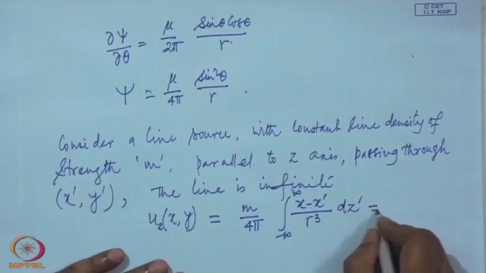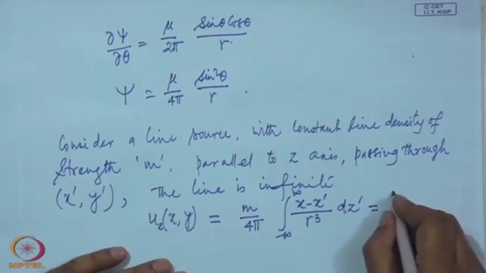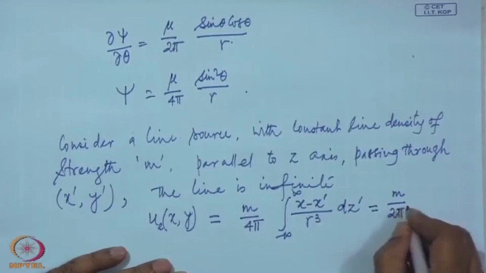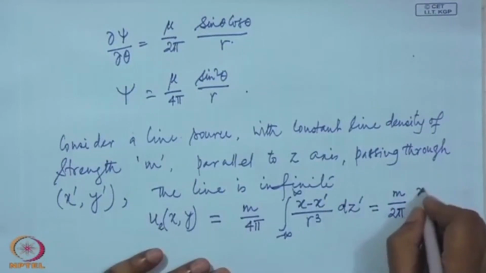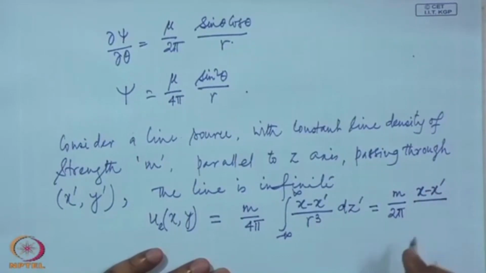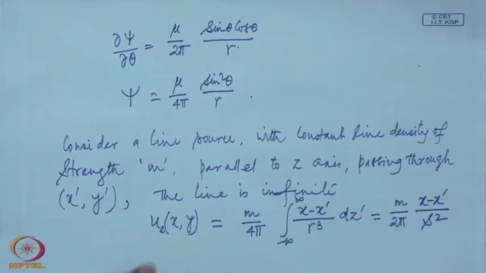And the result will be m by 2 pi x minus x prime by, we will write it as a square. The difference between this r and s: that r is the usual distance between 2 points considering all 3 coordinates, while this s will contain only x and y.